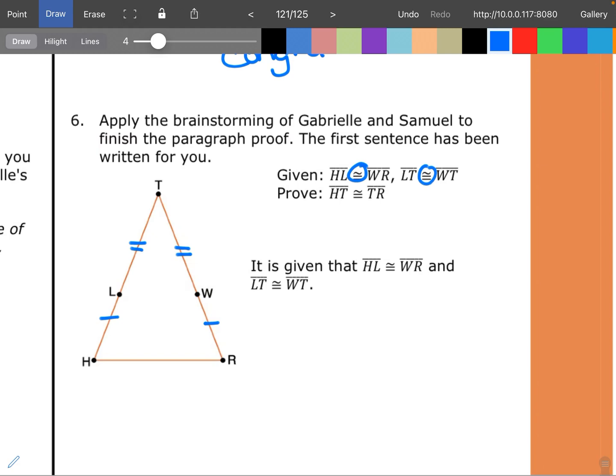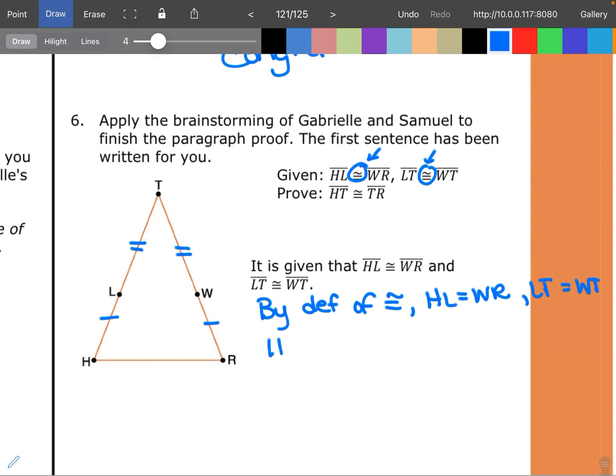All right, so let's go ahead and get started. It's given that segment HL is congruent to WR and LT is congruent to segment WT. By definition of congruence, and I'm going to abbreviate a lot here, we know that HL is equal to WR and LT is equal to WT. So we just wrote the given statements again, but changed the congruent sign to an equal sign. So now that I have them equal to each other, then I can use that segment addition postulate.